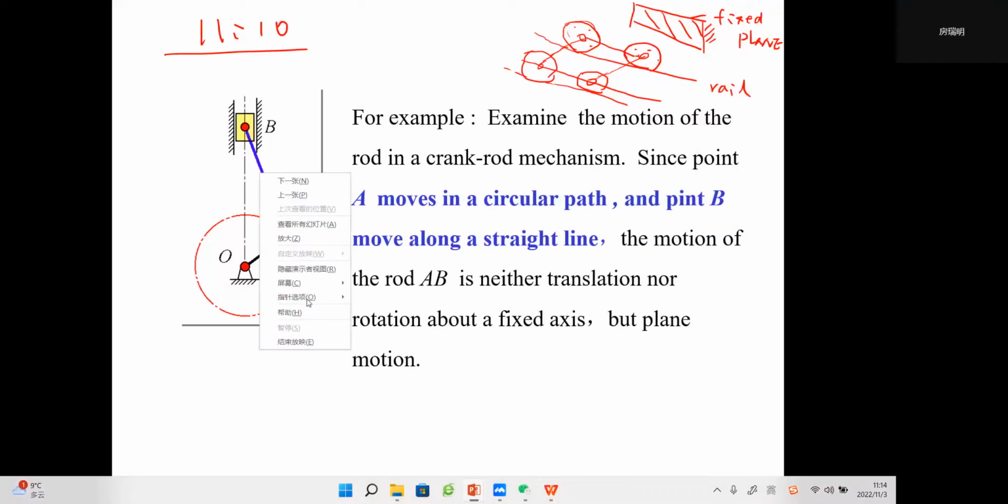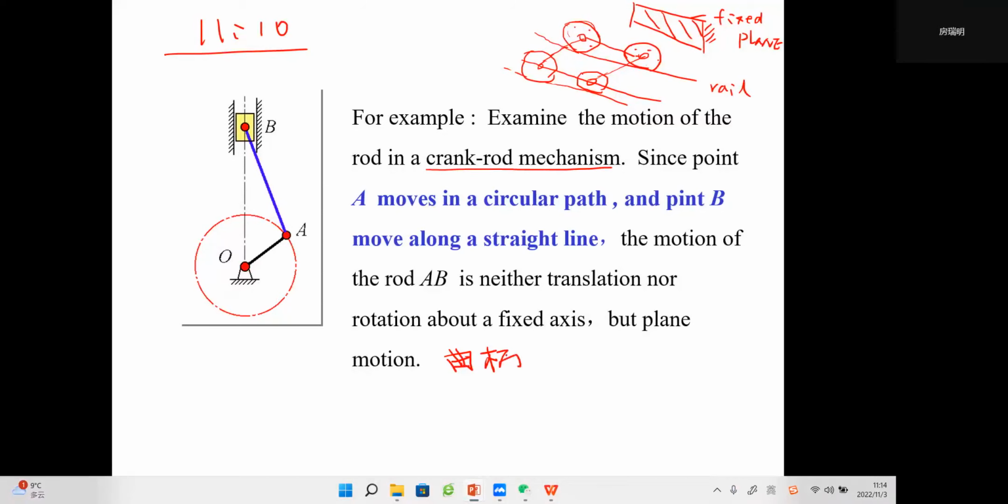So actually, first we should know the definition. What is plane motion? You can look at this very beautiful picture. Actually, this is called the crank rod mechanism. I can show you its Chinese name. We always call the crank 曲柄. 曲 means not straight; it's curved. 曲柄 means this rigid body can rotate around point O through 360 degrees, right?